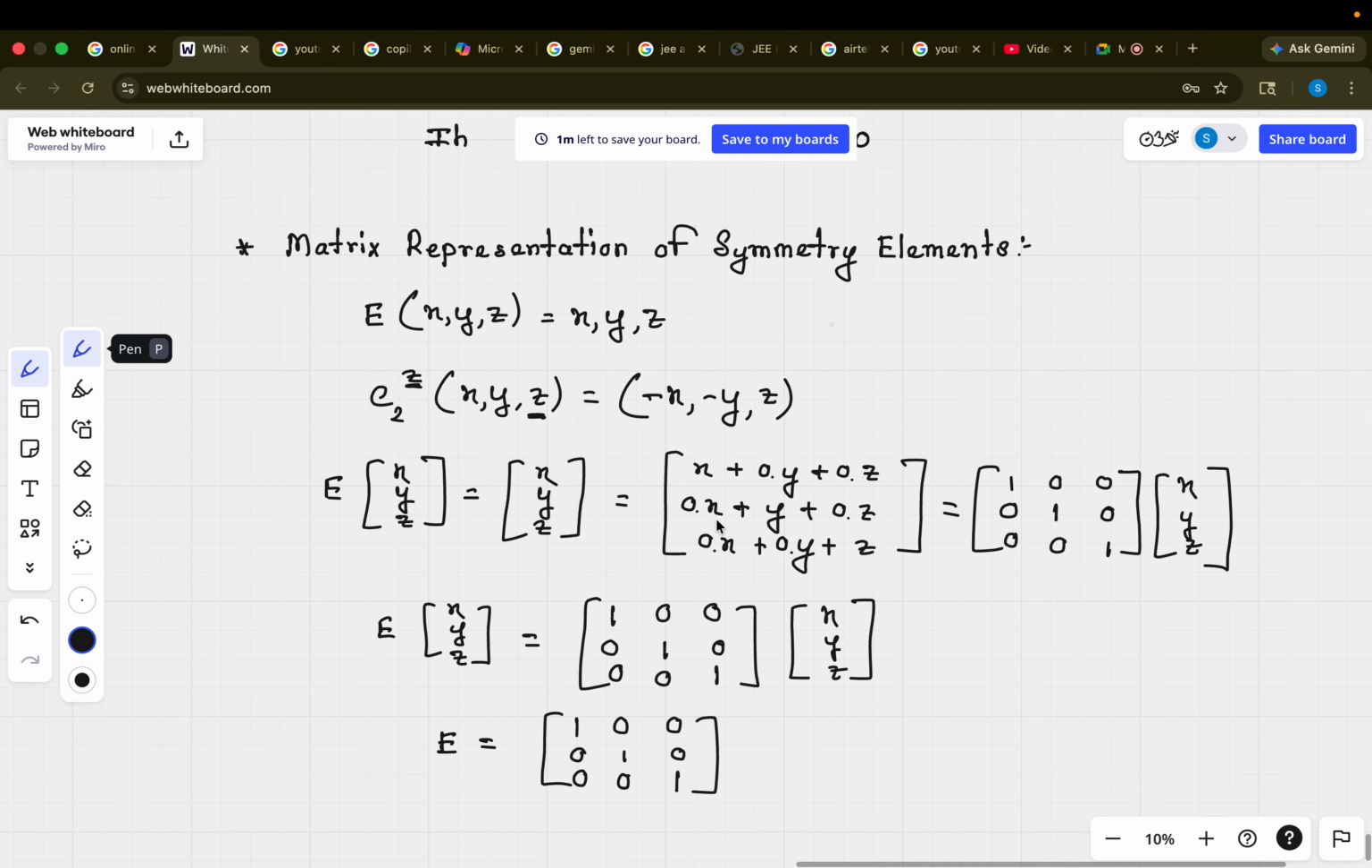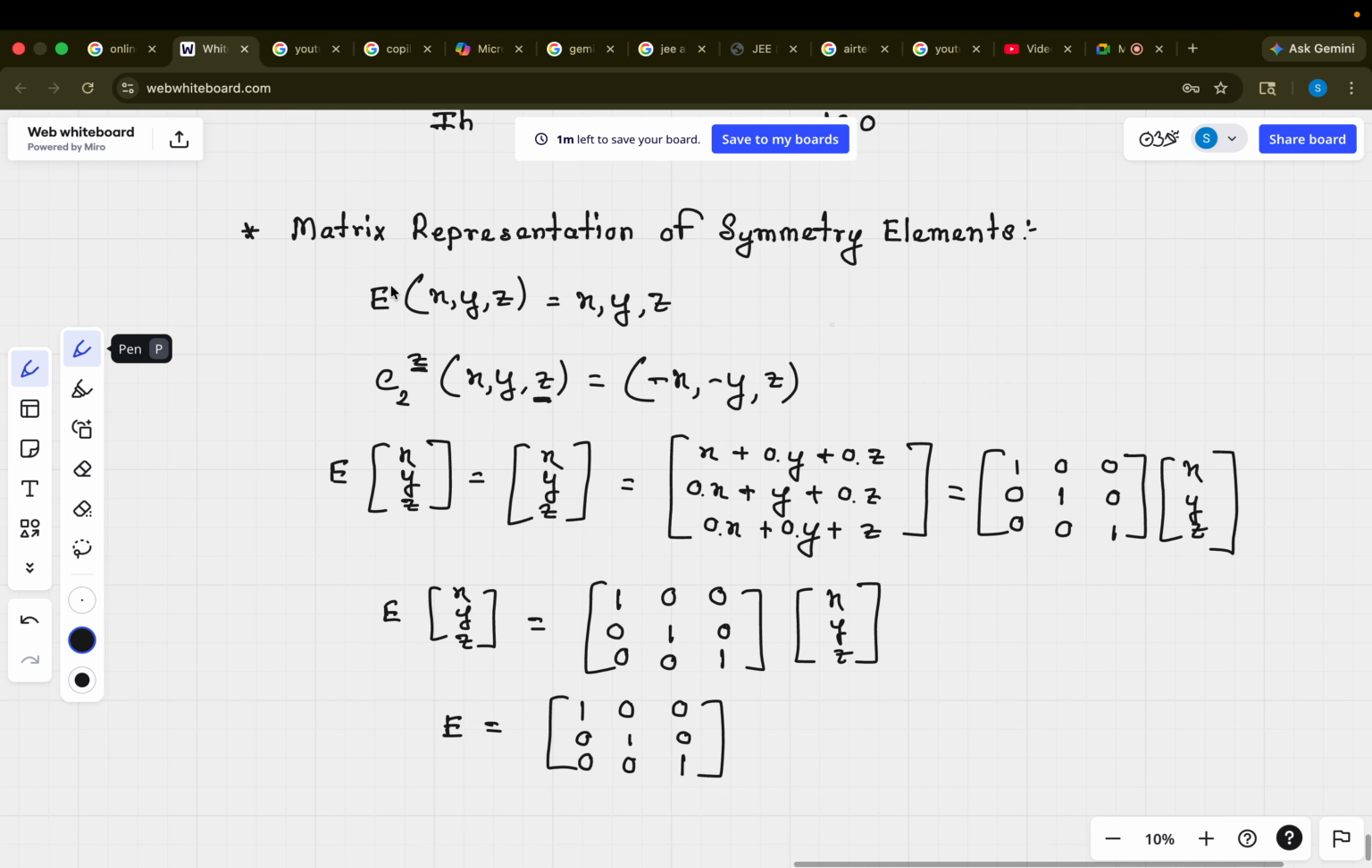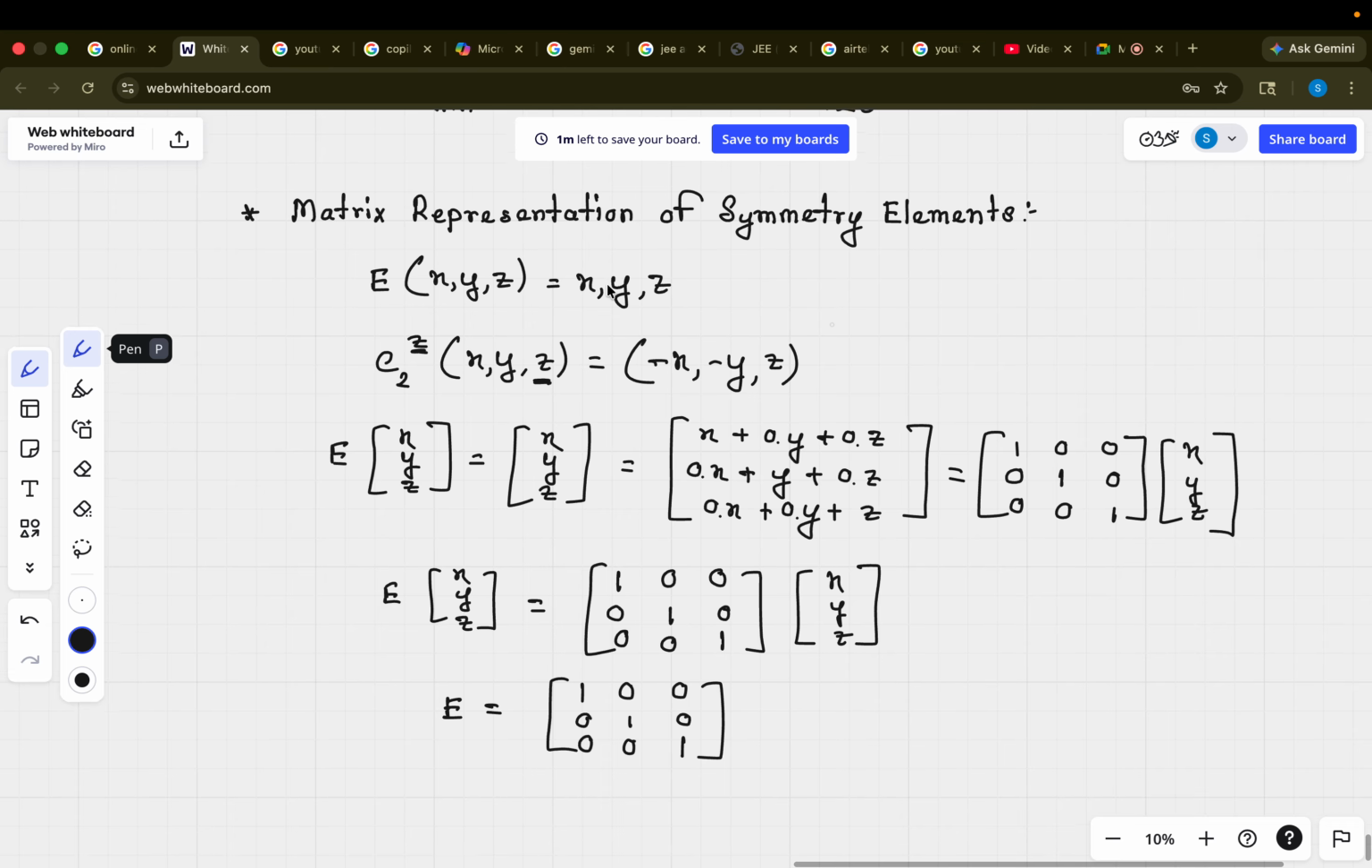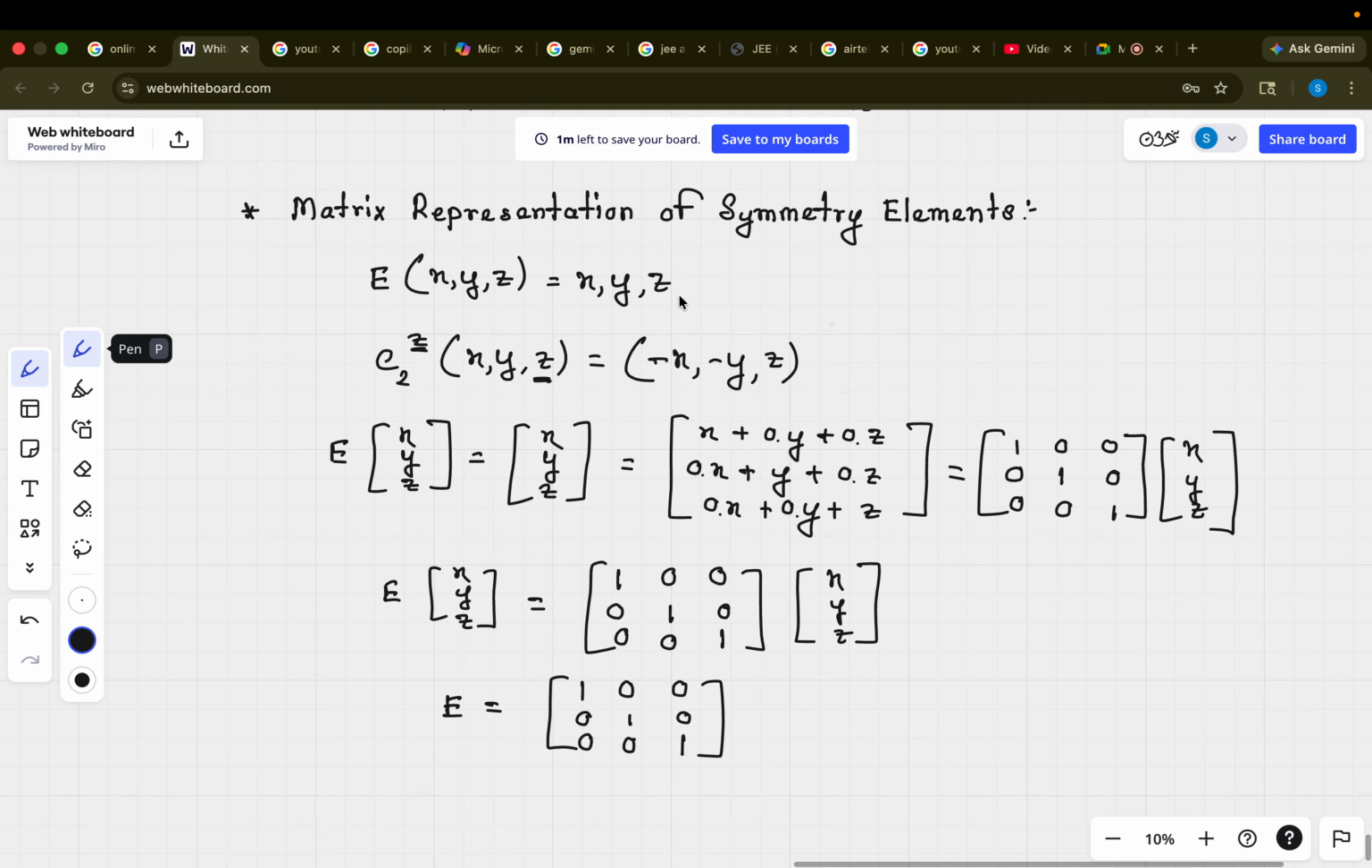And for matrix representation of symmetry elements, if you operate the identical operator on x y z Cartesian coordinates, you will get back the same Cartesian coordinates. Nothing is changing. And I showed you here how to find the identical operator or identity matrix. So this identity matrix is equal to what? 1 0 0, 0 1 0, 0 0 1.